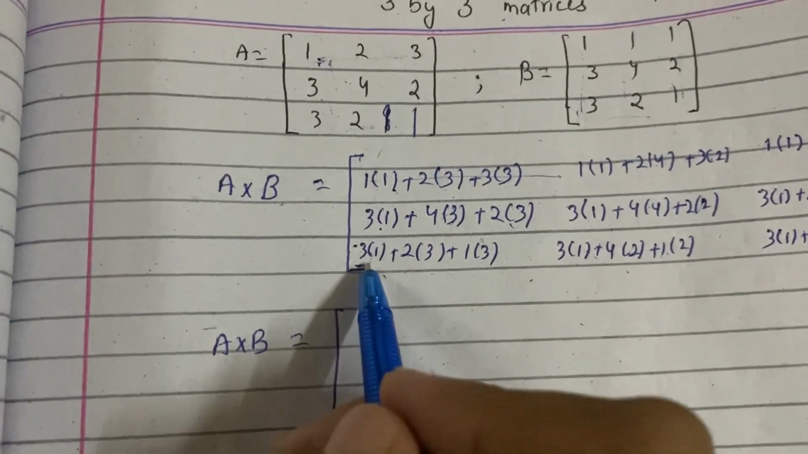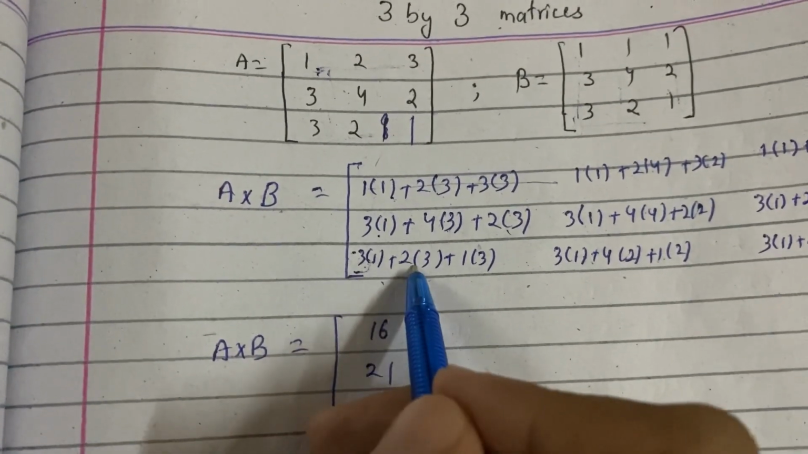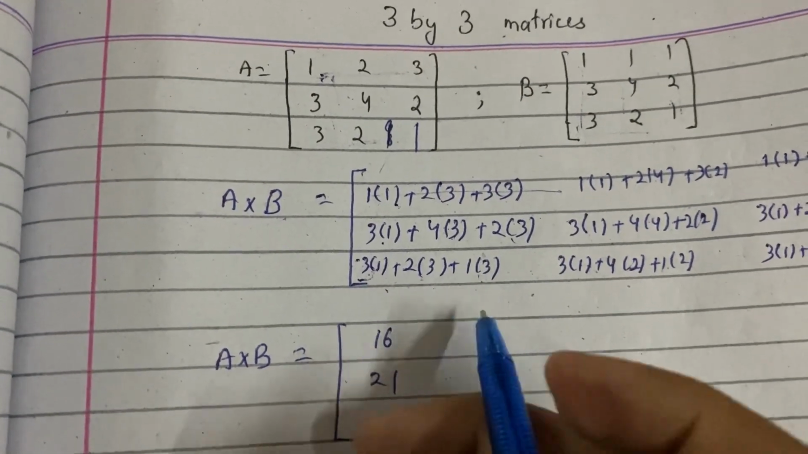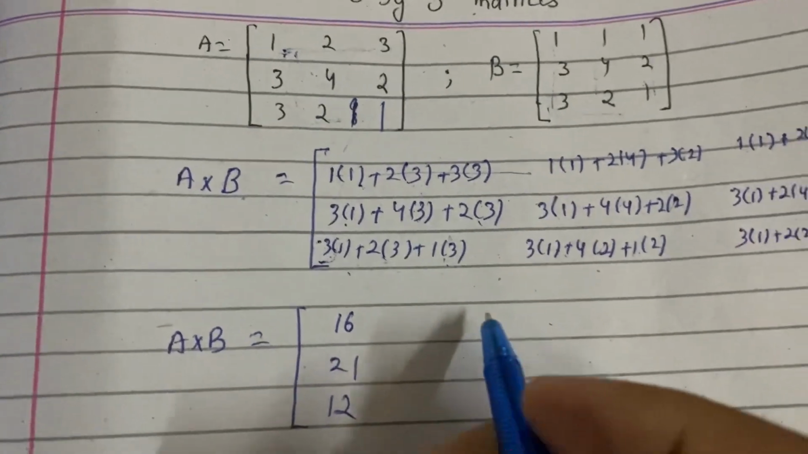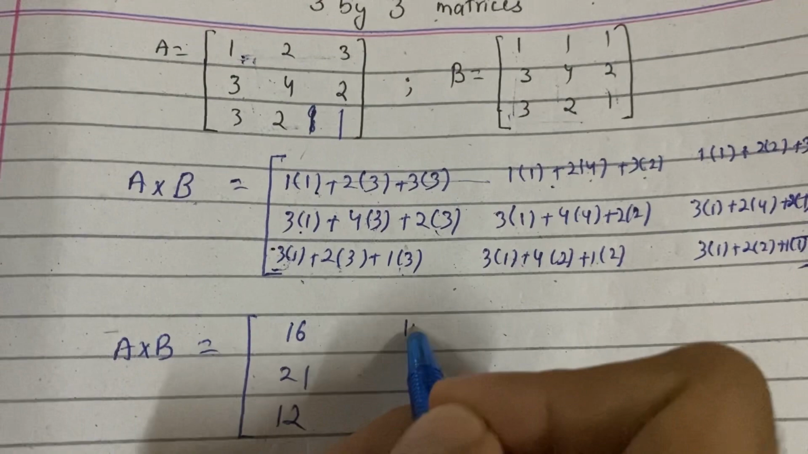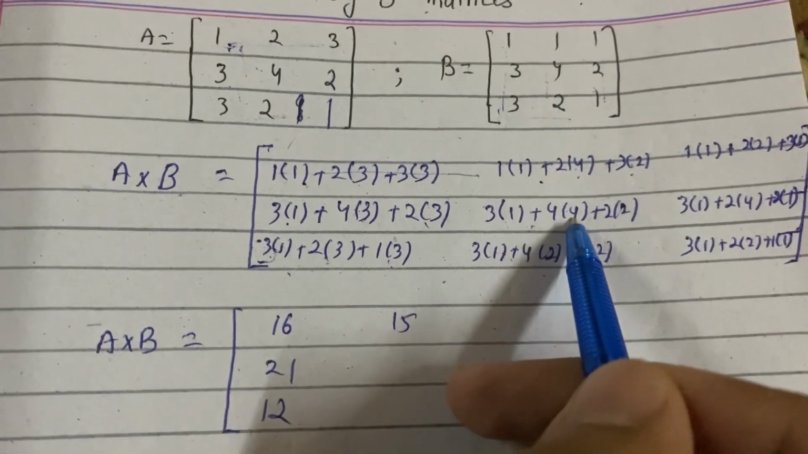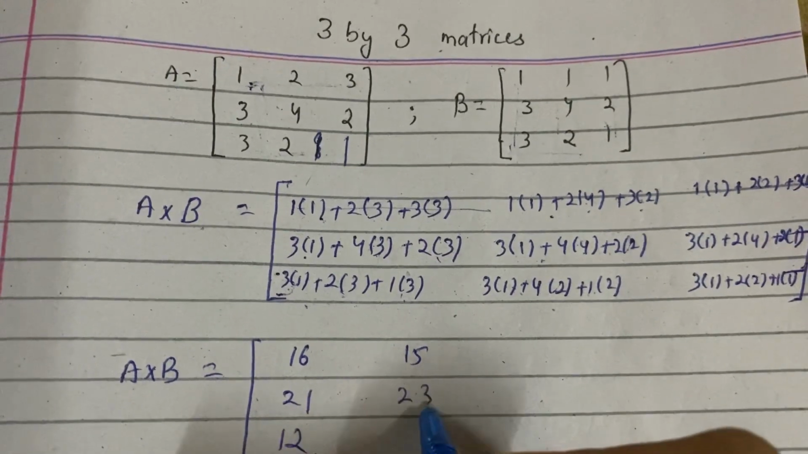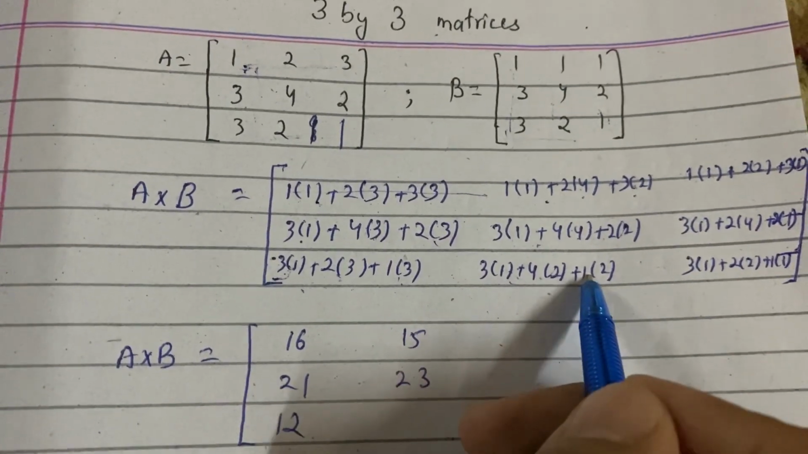Then you have to multiply this. 3 into 1 is 3, and then this is 6, and this is 3. So 3 plus 6 plus 3 is 12, and then for this 1 plus 8 and 6 is 15. Here 3 plus 16, 4 into 4 is 16, plus 4 is 23, and then 3 plus 8 plus 2 is 13.